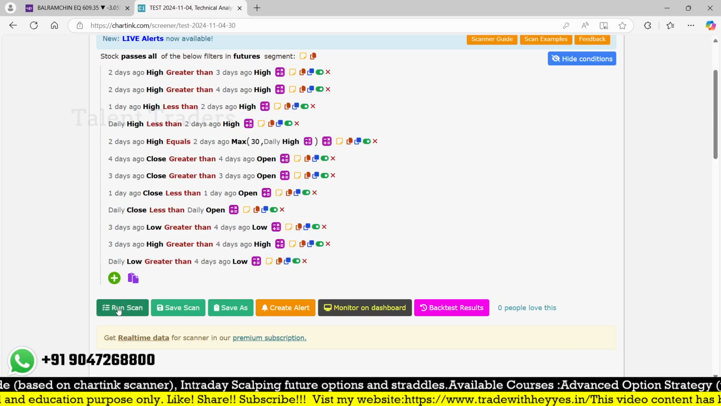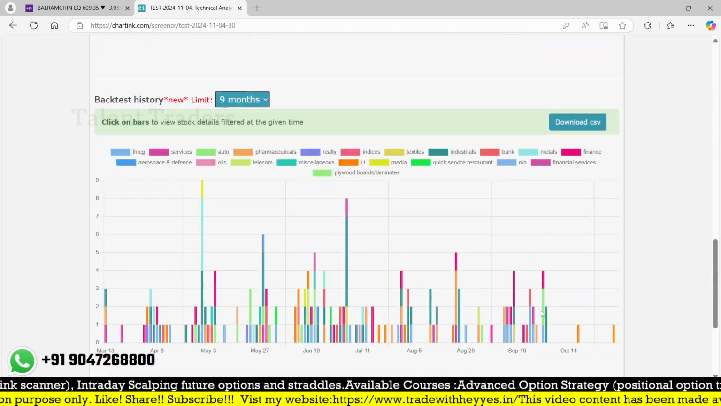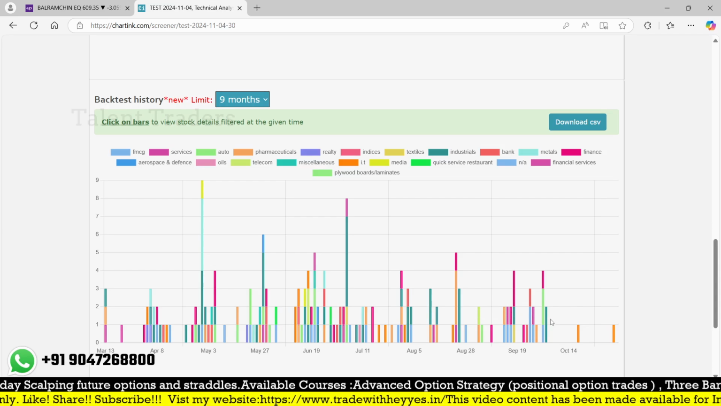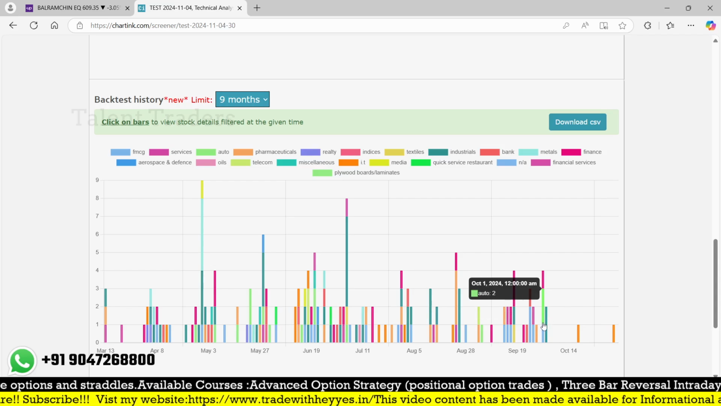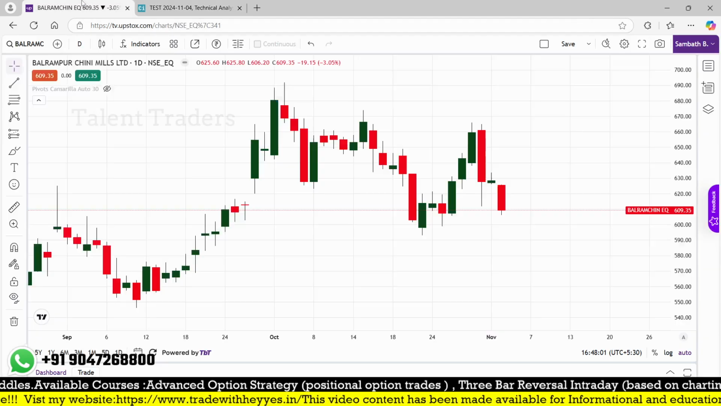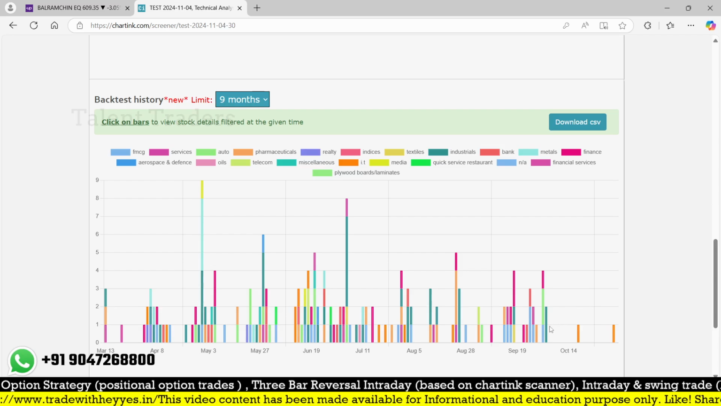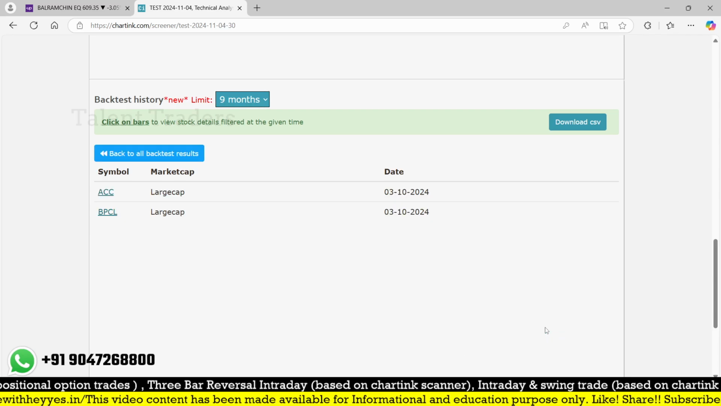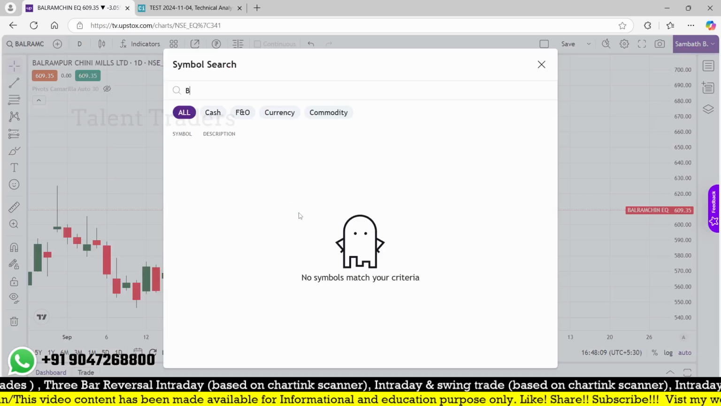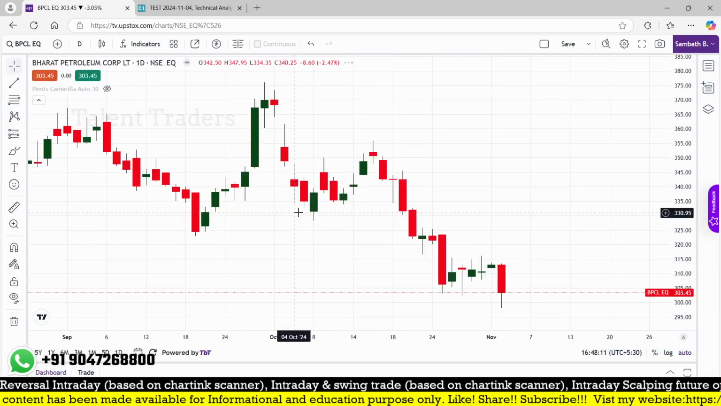Then that will simply filter out those stocks, and we don't get any stocks on 7th October. I think this is the 3rd of October: ACC, BPCL. So let me go for BPCL, and this may help you.